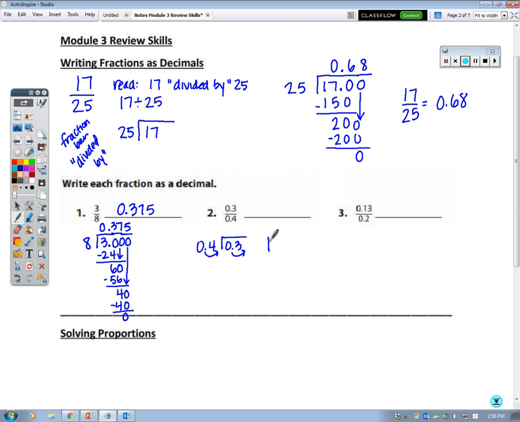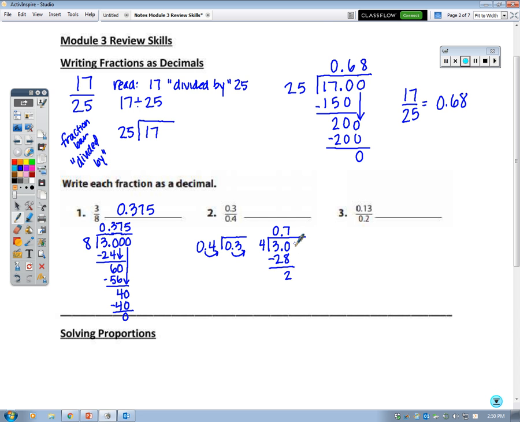So now what I'm doing is I am dividing 3 by 4. Now I still know that 4 isn't going to go into 3, so I'm still going to have to add a decimal and my 0. But now I'm working with whole numbers, and that's a little bit less intimidating. So I'm going to add my 0. How many times does 4 go into 30? Well, 4 goes into 30 7 times. 7 times 4 is 28.